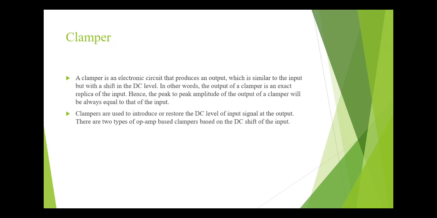Clampers are used to introduce or restore the DC level of input signal at the output. There are two types of clampers based on the DC shift of the input. The two types of clampers are positive clamper and negative clamper, like that of clipper.